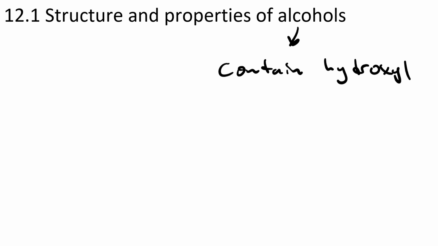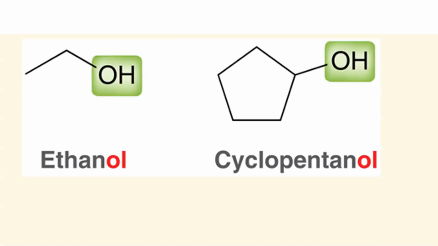Structure and properties of alcohols. Alcohols are organic compounds that contain a hydroxyl group. Any ROH is an alcohol, like ethanol. The reason so many college students have a social life. You can also have cyclic alcohols like cyclopentanol.